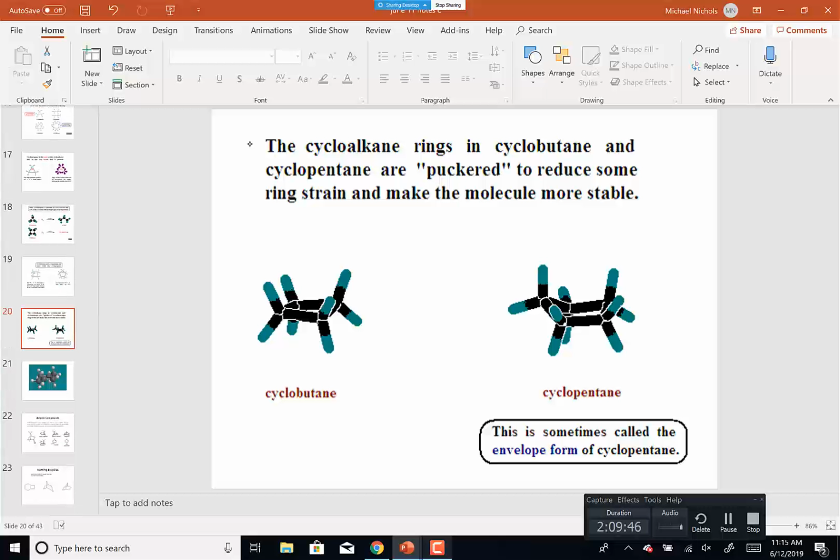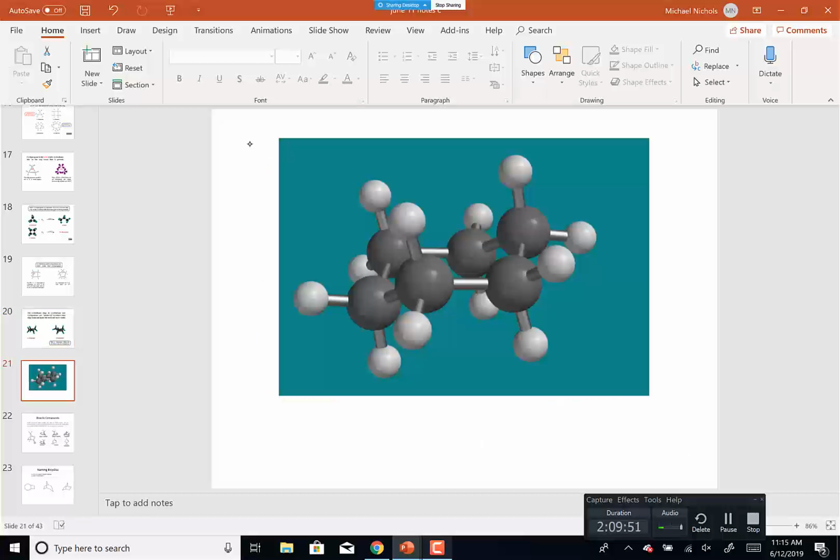is that if I go to a 6-membered ring, I've now pushed the envelope on the other side. Because now this, if it was flat, would be 120 degrees, and now I've gone over my 109.5. But yet cyclohexane is the most stable of all.